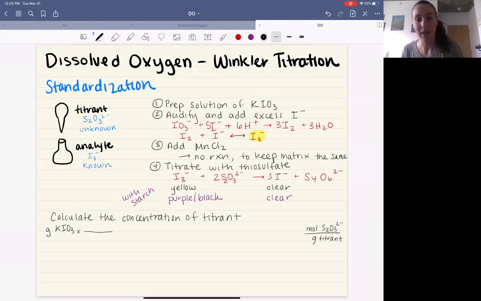And with that solid, you made a solution that had a concentration. So now we can go ahead. The concentration should have been roughly 0.01667. You should plug in the actual concentration you got.